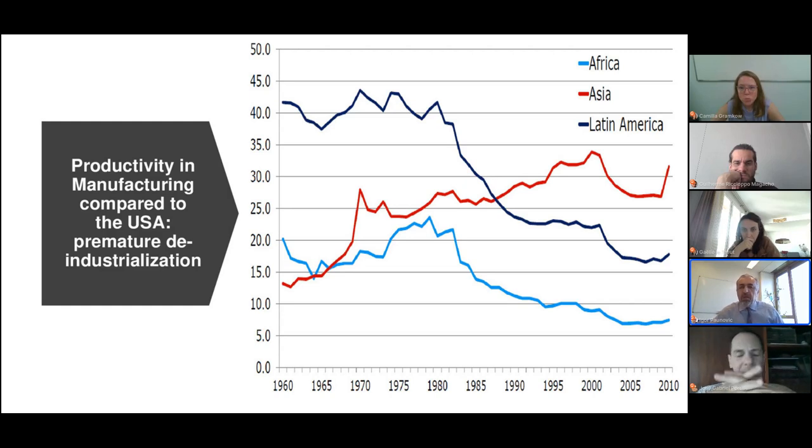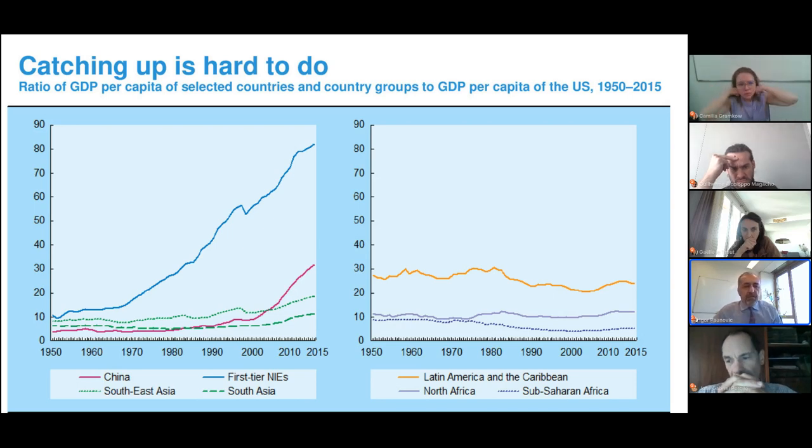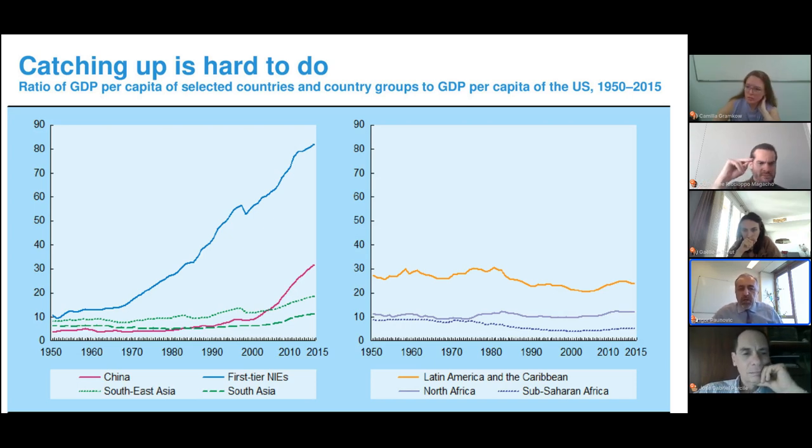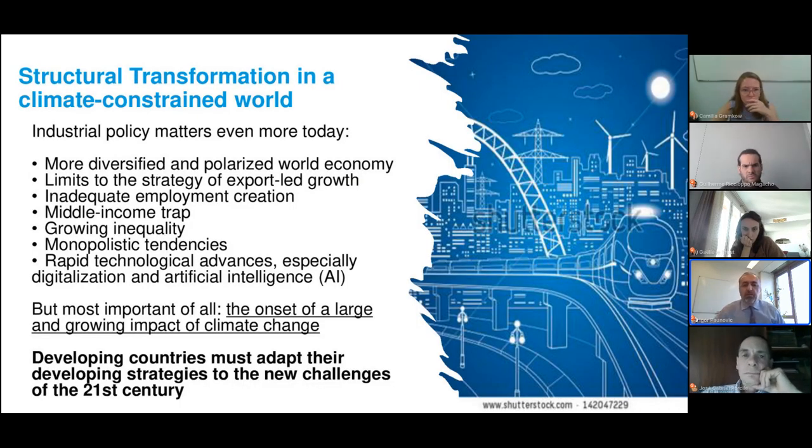The only region that really did catch up to some extent is Asia, from less than 15% in the 1960s to more than 30% now. And the last piece of evidence is that catching up is really hard to do. What we here see on the left-hand side is the first-tier newly industrialized economies that really had very steep and fast development. China also in the last three decades, Southeast Asia and South Asia catching up, but very slowly. On the right-hand side, we have Latin America and the Caribbean, North Africa and Sub-Saharan Africa, basically stagnant. So this is what we have as historical trends.